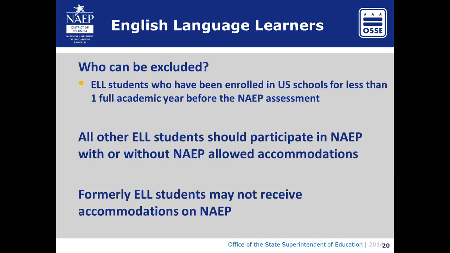For English language learners, students who have been enrolled in the United States for less than 1 full academic year before the NAEP assessment will be considered ineligible. They may be excluded. All other ELL students should participate with or without NAEP allowed accommodations. Formerly ELL students may not receive accommodations on the NAEP. They must be current ELL identified students.